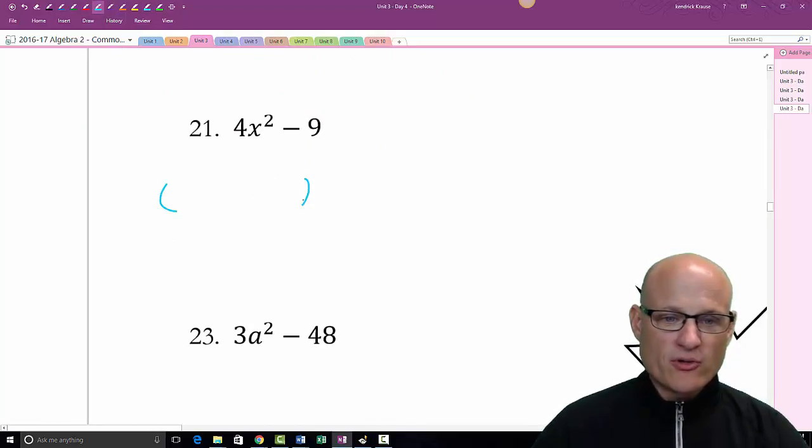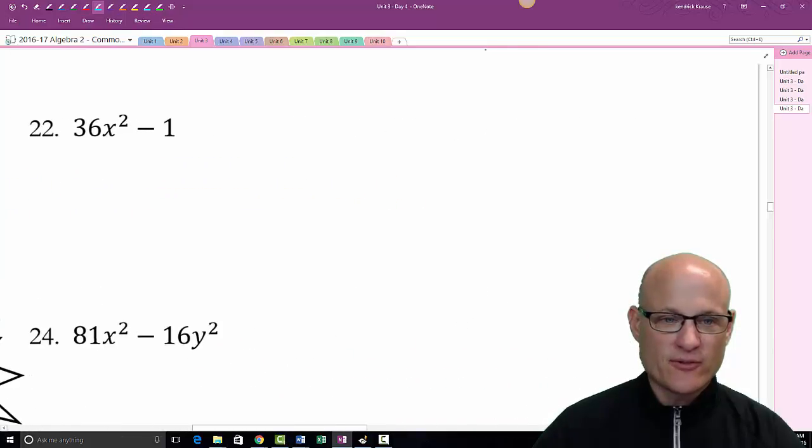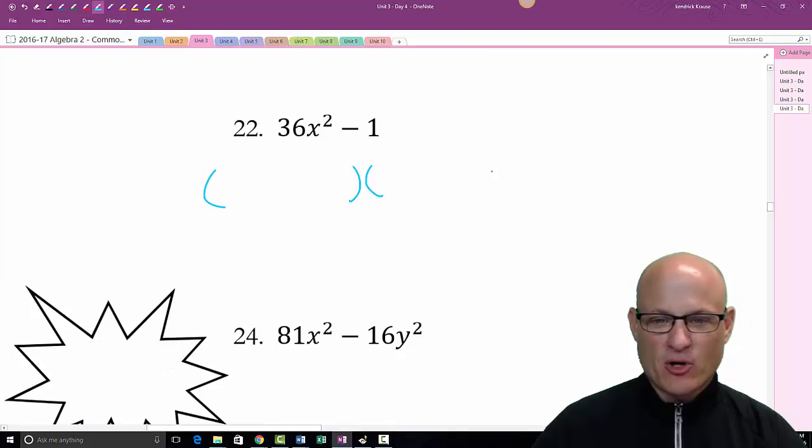4 is a perfect square. So 4 is 2x times 2x. 9 is a perfect square. 3 and 3. One's plus, one's minus. Doesn't matter which one you make plus or minus. Makes no difference. Oh, this one's kind of tricky, but 36 is a perfect square. It is just 6x and 6x.